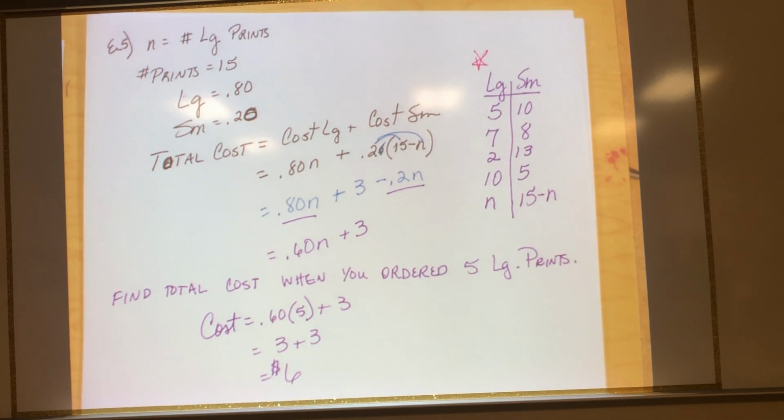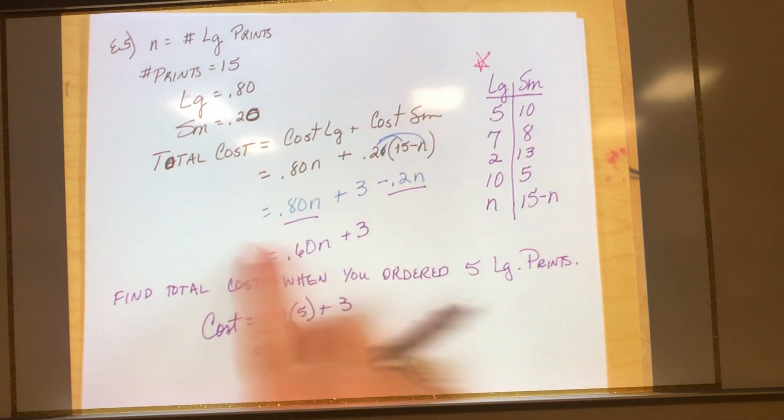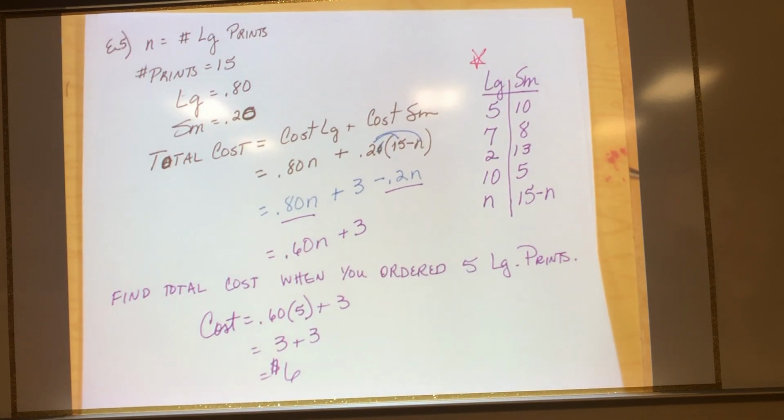Okay, so that is all of 1.2, okay? It's really about application problems, but it is also about collecting like terms, okay? You need to know how to collect like terms.